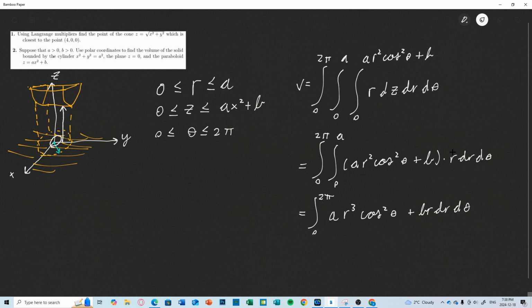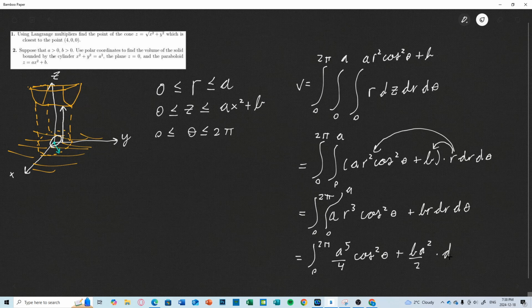So where that comes from is just implementing the r from the r d theta into the equation. And we're still taking the integral from 0 to a. And now this will become 0 to 2 pi of a times a to the 4, so that's going to be a to the 5 divided by 4 cos squared theta plus b a squared divided by 2, multiplied by d theta.